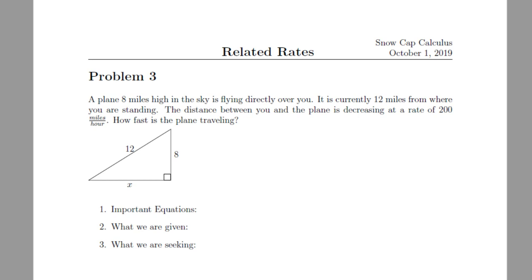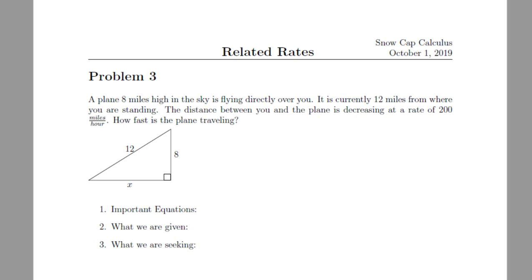All right, now for a little more advanced of a problem. Let's see here. All right, we have a plane 8 miles high in the sky, and it's flying directly over us. It's currently 12 miles from where we're standing. The distance between you and the plane is decreasing at a rate of 200 miles per hour. How fast is the plane traveling?